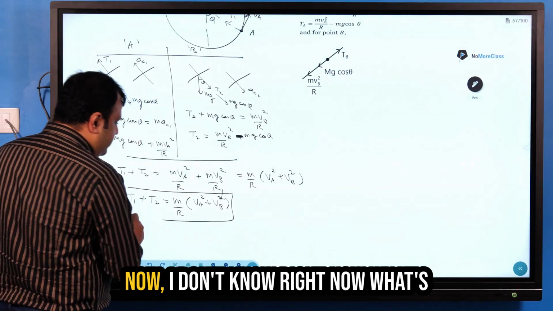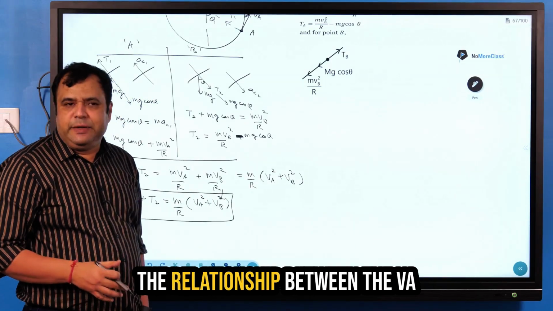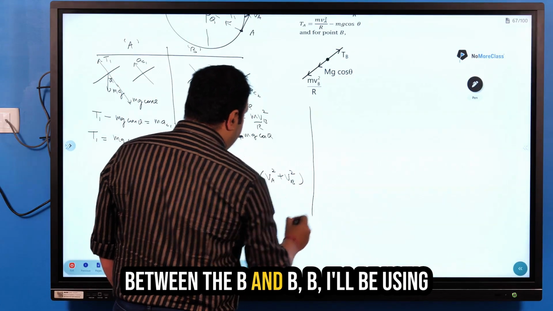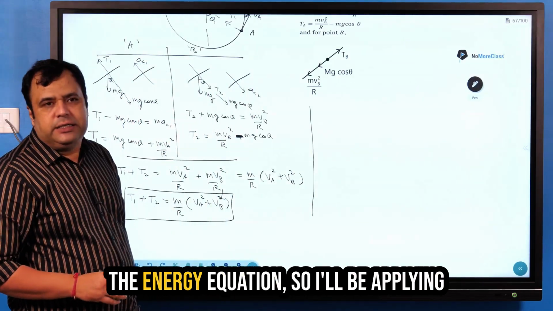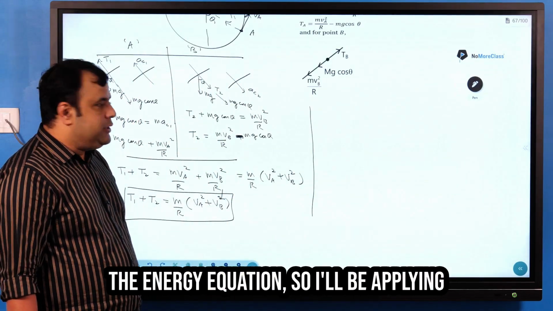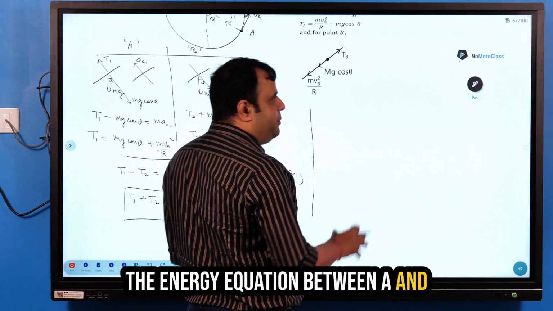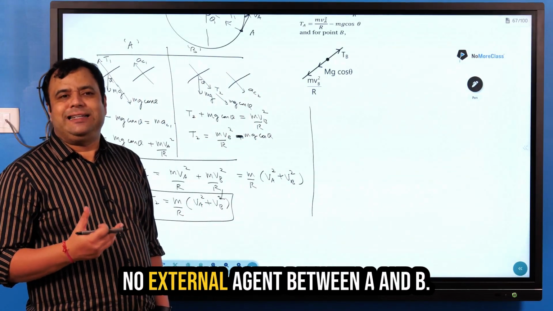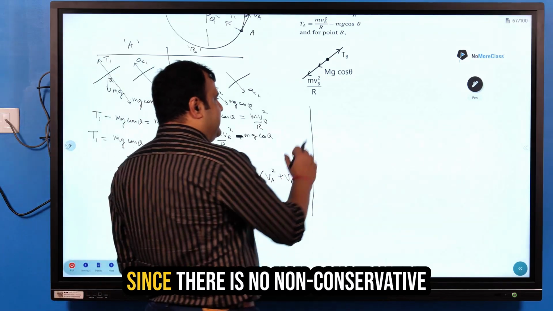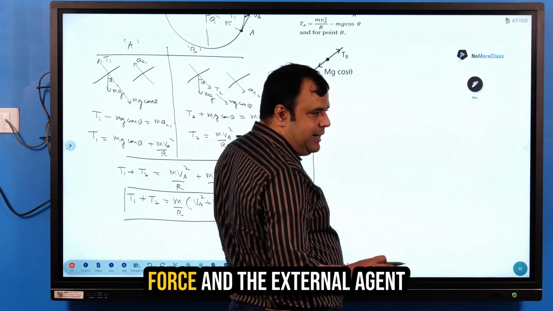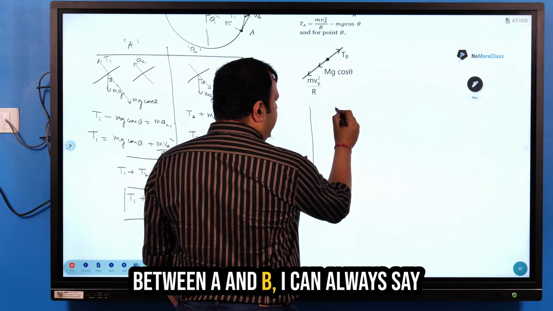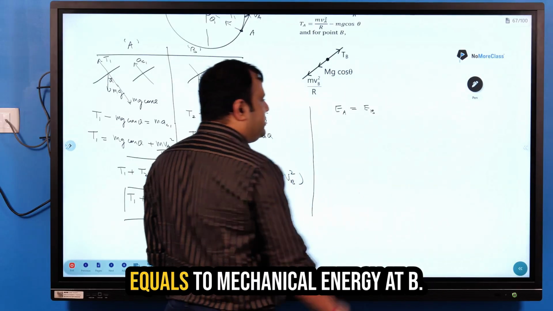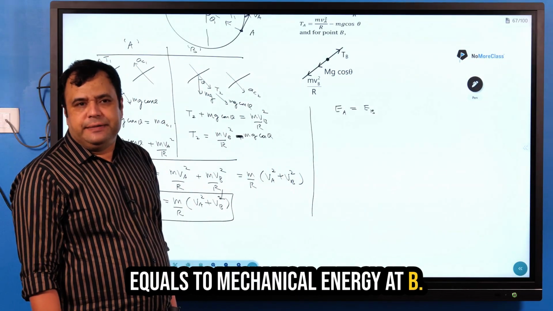Now, I don't know right now what the relationship between VA and VB is. To make the relationship between VA and VB, I'll use the energy equation. So I'll apply the energy equation between A and B. Between A and B, there's no non-conservative force and no external agent. Since there is no non-conservative force or external agent between A and B, I can always say the mechanical energy at A will be equal to the mechanical energy at B.